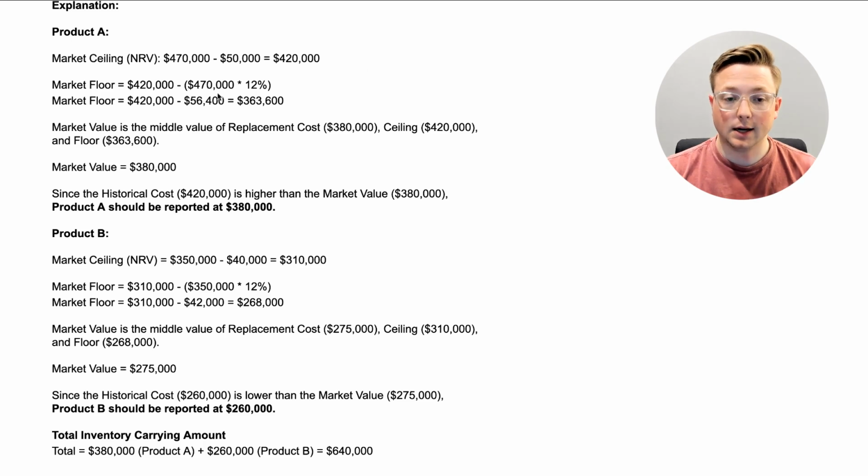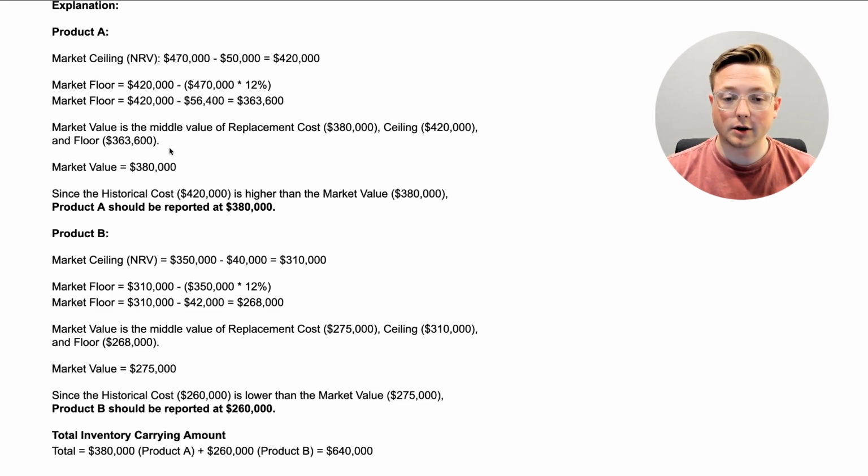So now we know the ceiling, now we know the floor, and the market value is going to be the middle value of these 3, which the replacement cost was given above, so hopefully you wrote that down as you were doing the calculation. The replacement cost is $380,000, so we can compare that to the ceiling and the floor, and we can see that the ceiling is obviously the biggest, the replacement cost is next, and then the floor is the lowest. So the middle value of the 3 is the replacement cost, so that's the market value for product A. Since the historical cost of $420,000 is higher than the market value of $380,000, product A should be reported at $380,000. That is the market value, which is the replacement cost.